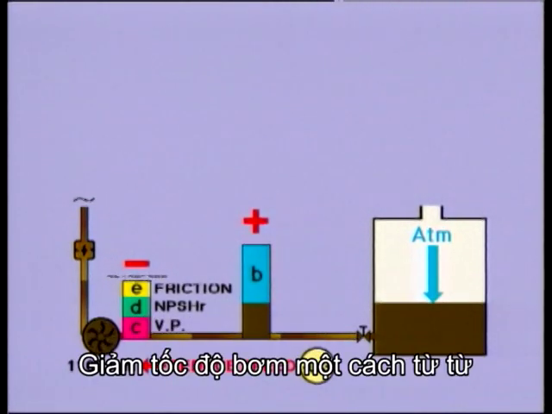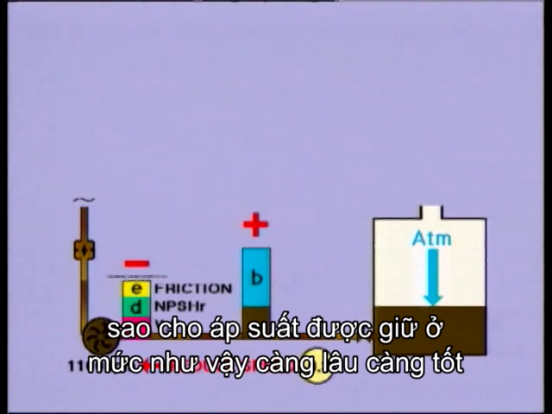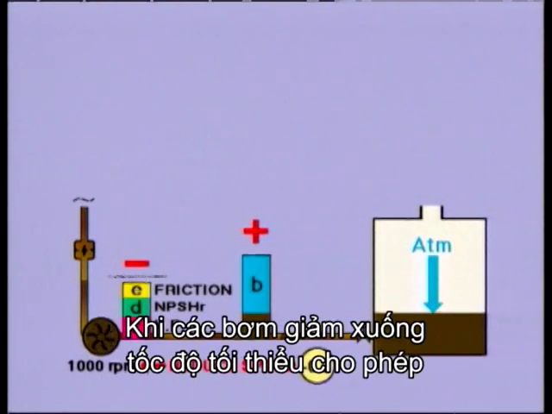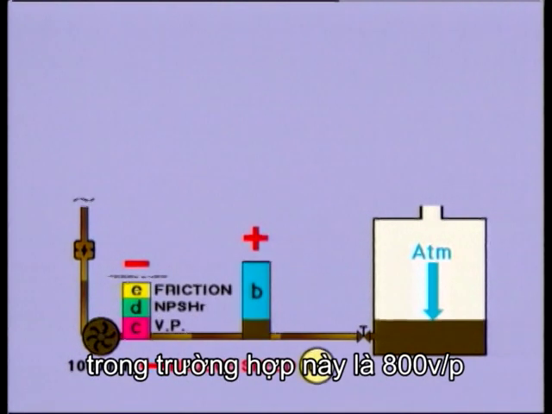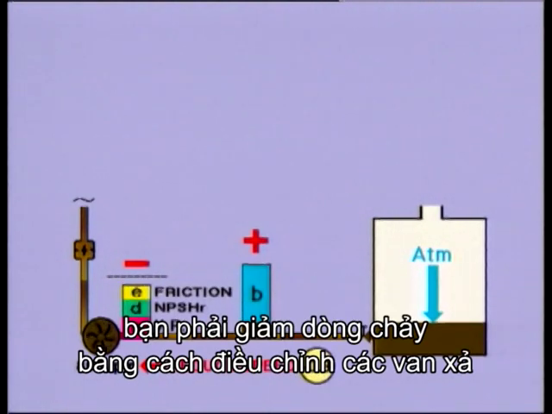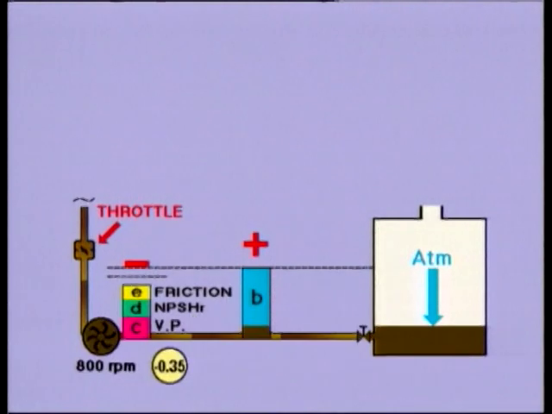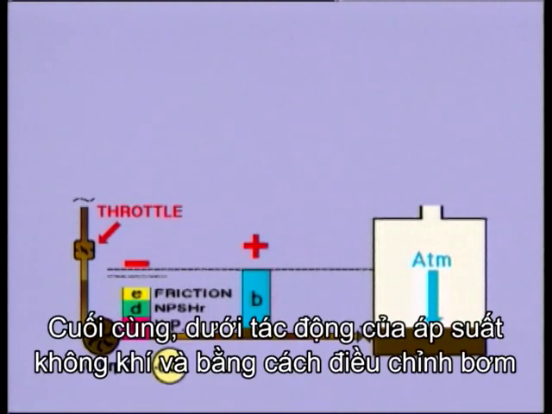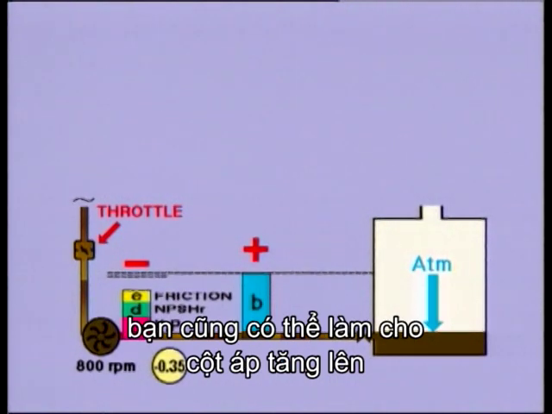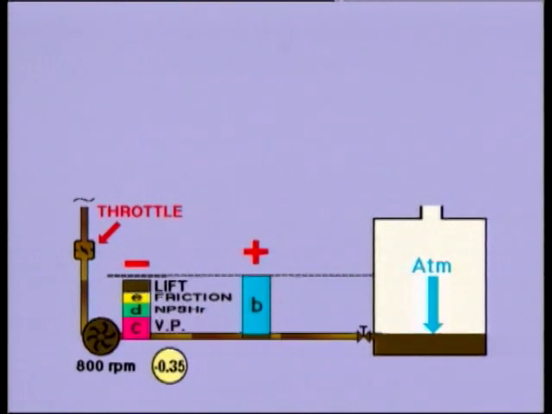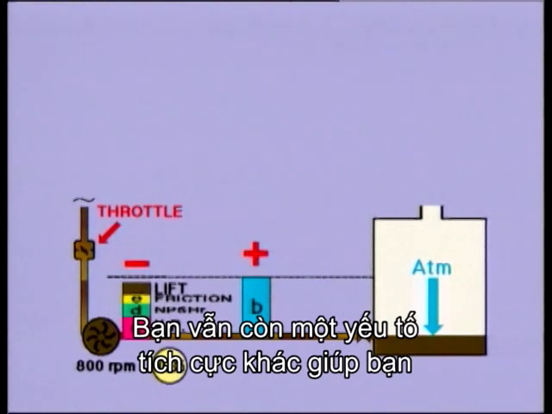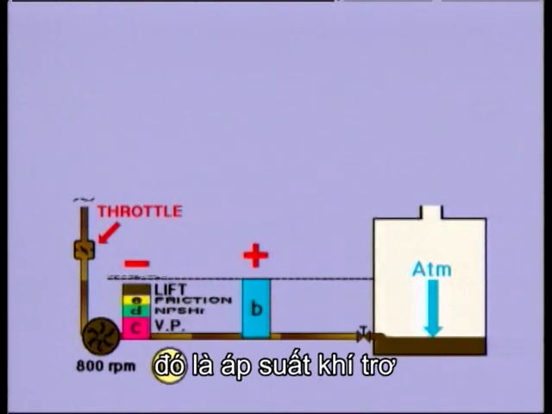Gradually slow down the speed of the pump in such a way that the pressure is kept at this figure for as long as possible. When the pumps reach their lowest operating speed, in this case 800 revolutions per minute, you must reduce the flow by throttling the discharge valves. In the end, it is the air pressure doing the job for you. By throttling the pump, you can also overcome the lift. You still have another positive factor left helping you, the inert gas pressure.